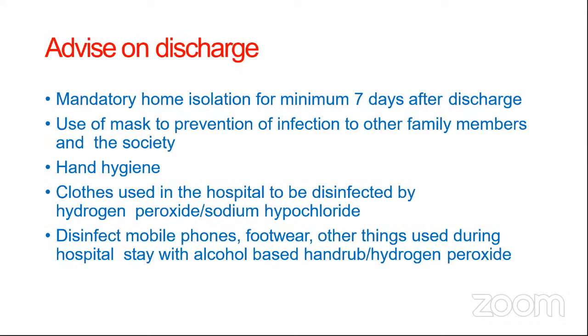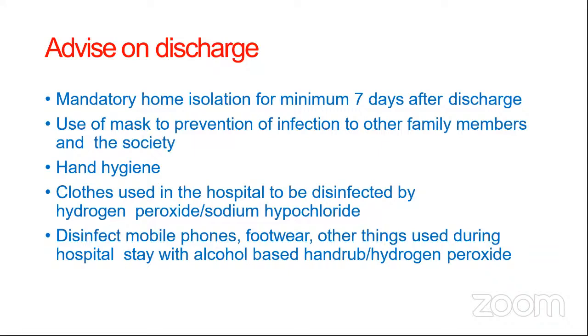Now, what else advice will be given to these patients with severe COVID? That is mandatory home isolation for a minimum of 7 days, using masks to prevent infection to other family members. This is for all the discharged patients, severe, moderate, mild, whichever patients are discharged. So these advice are common to all. Then hand hygiene has to be followed by all of them.